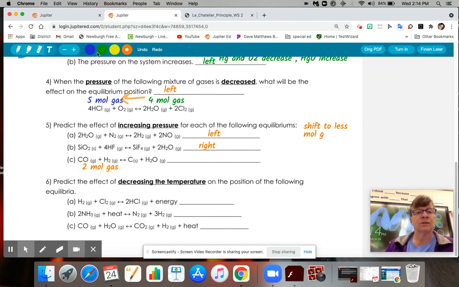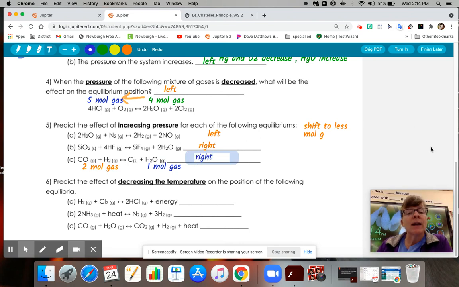Now let's go to the other side. This is a solid. That doesn't count. So they're not affected by pressure. But I do have this 1 mole of water gas. So 1 mole of gas. And again, increasing pressure will always shift to the least amount of gas. So it's going to shift in this direction to the right.